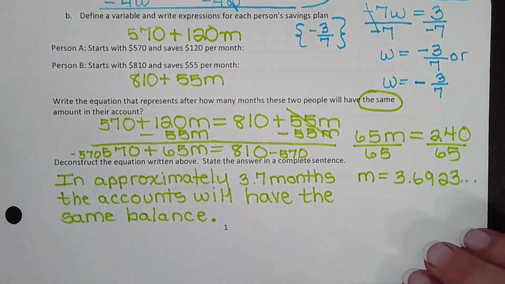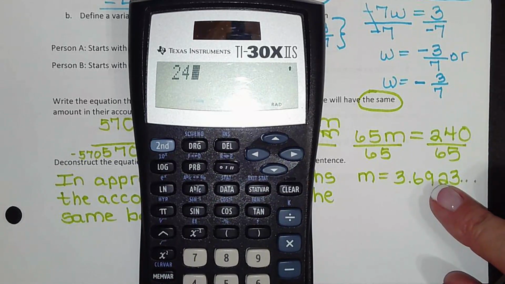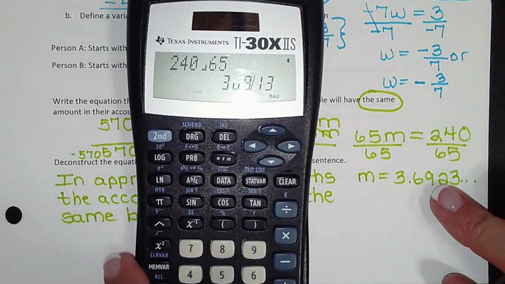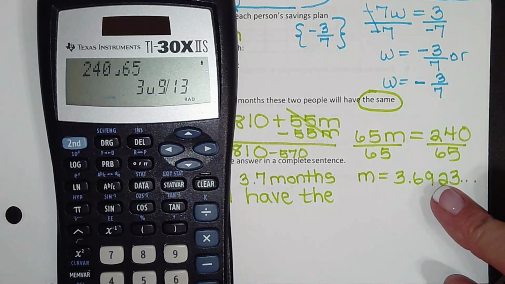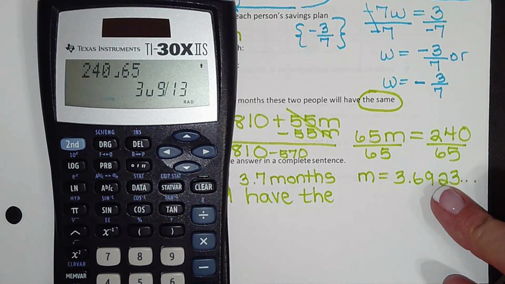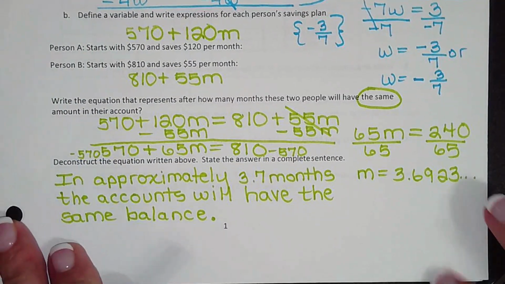And so let's say you did a fraction. Well, let's see what it would look like. 240 over 65. So in approximately 3 and 9/13 months, that's not much better, right? So I think 3.7 is probably the best for this.